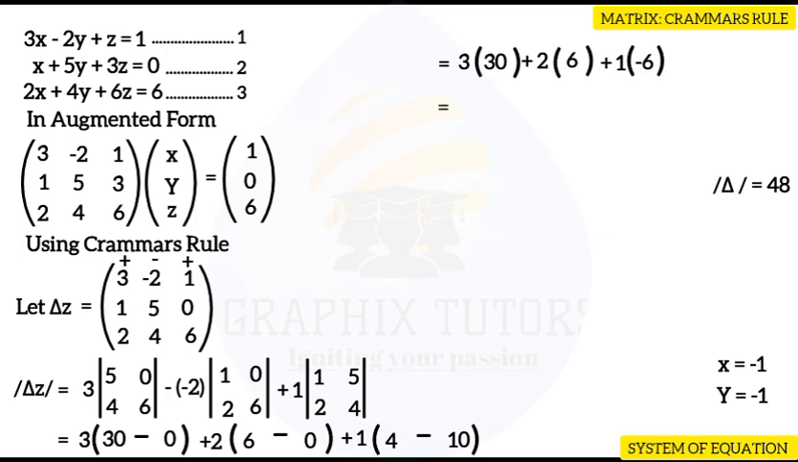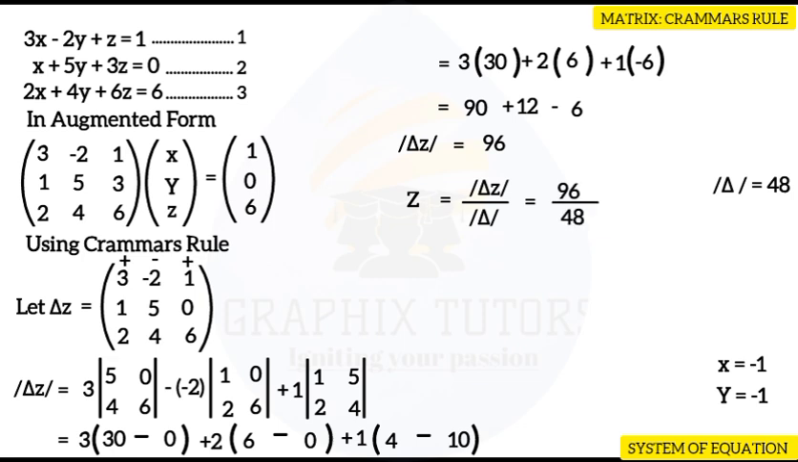So we're having 3 times 30 is 90, plus 2 times 6 is 12, 1 times minus 6 is minus 6. So 90 plus 12 minus 6 is what? 96. So the value of z here will now give me the determinant of delta z over determinant of delta, and that will give me 96 over 48. So if you divide 96 by 48, your z will now be equal to 2. So the value of z in the system of equation is 2.